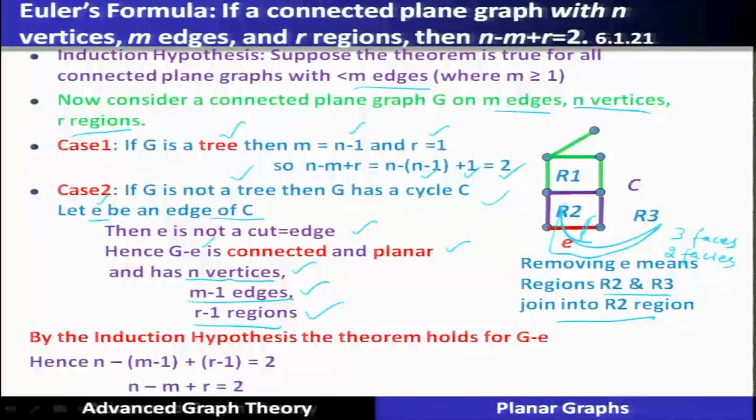Now, by the induction hypothesis, this particular formula or theorem holds for the smaller graph, that is G without E. Hence, if we plug in these values, n as n, m as m minus 1 and r as r minus 1, that becomes n minus m plus r is equal to 2. Hence, this particular theorem is proved.